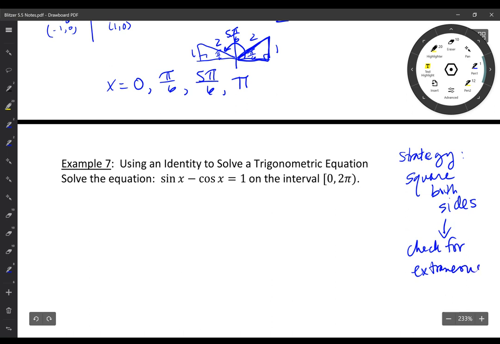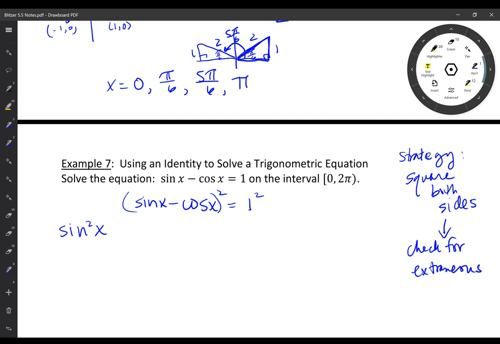But we're going to do that so that we have a sine squared, we have a cosine squared, and we'll be able to do some Pythagorean substitutions. So I'm going to write out my beginning equation, sine x minus cosine x equals 1. And then I'm going to square the left, I'm going to square the right. When I square on the left, I'm going to get a sine squared x. My middle term will be sine x cosine x, but it'll be doubled. So minus 2 sine x cosine x, and then plus a cosine squared x equals 1.